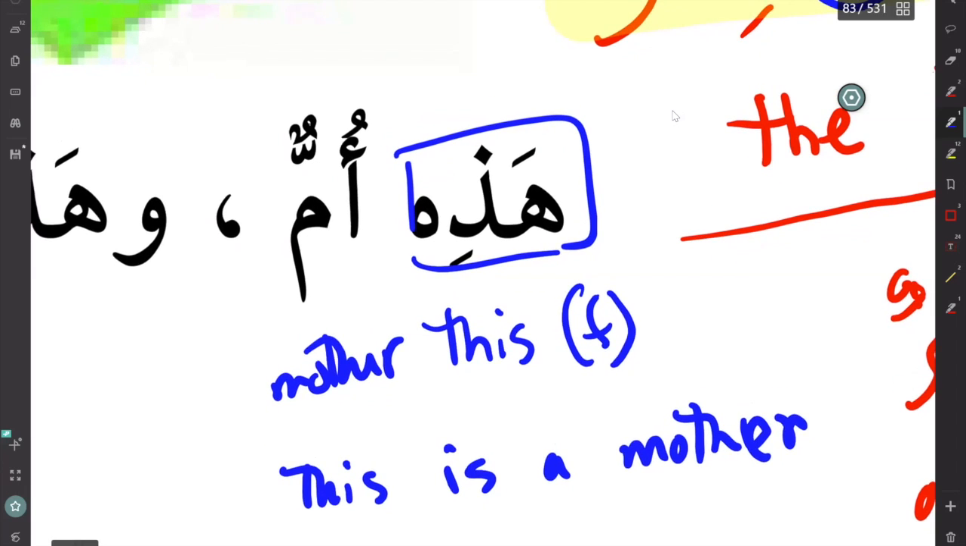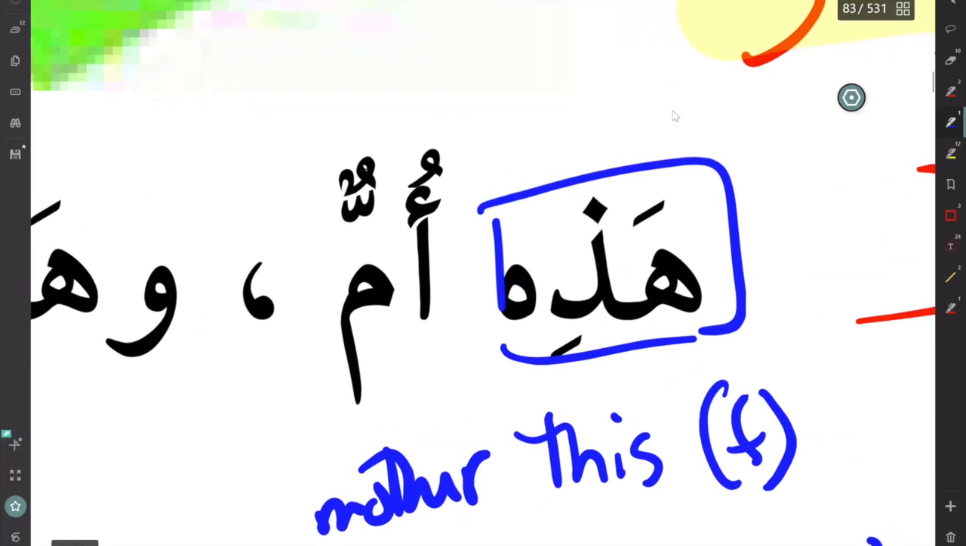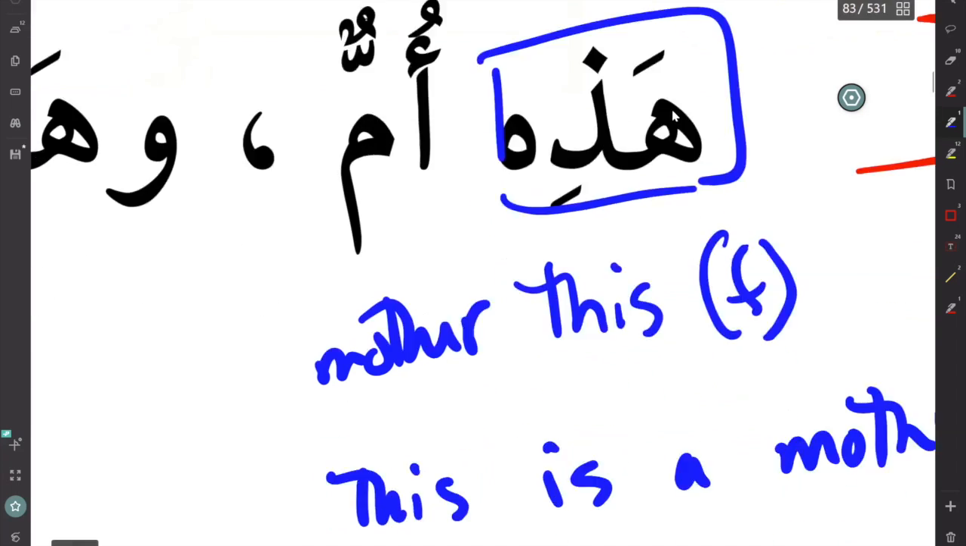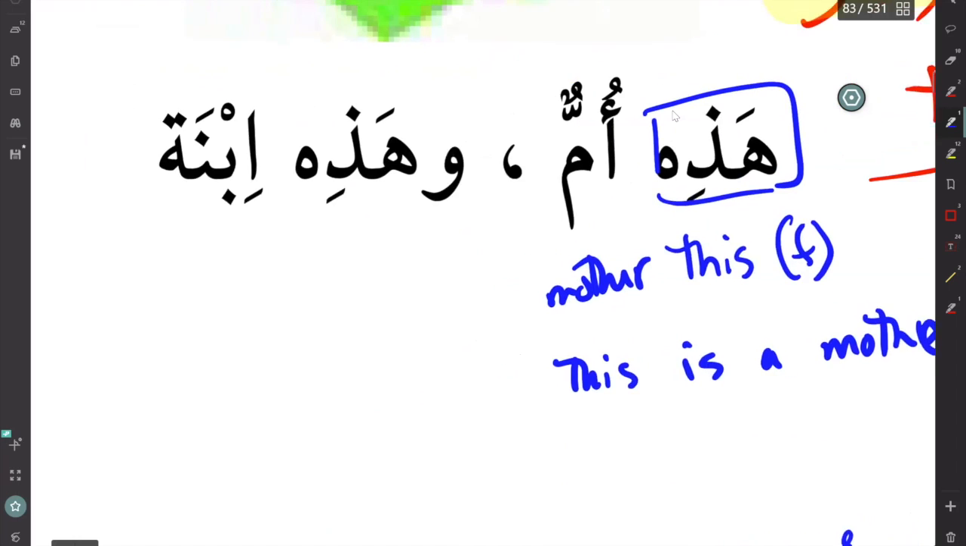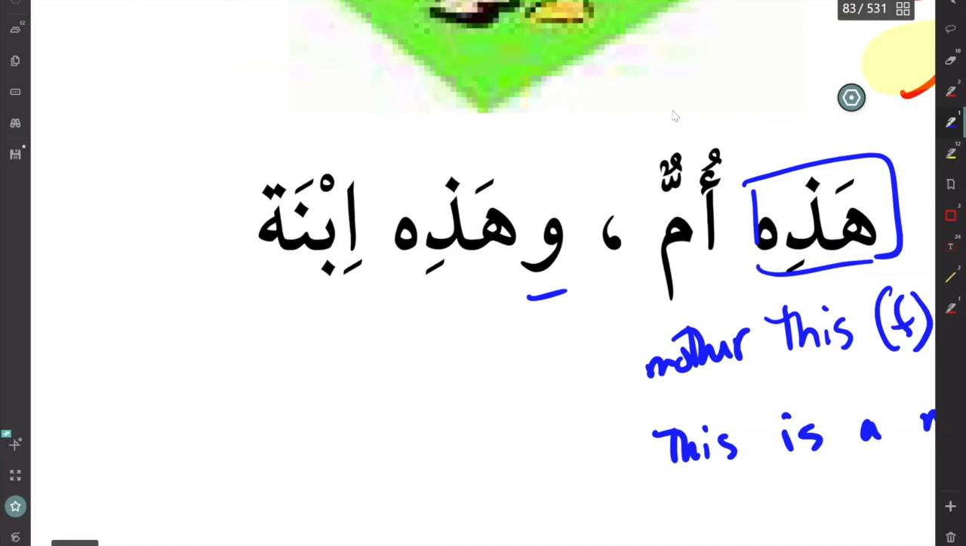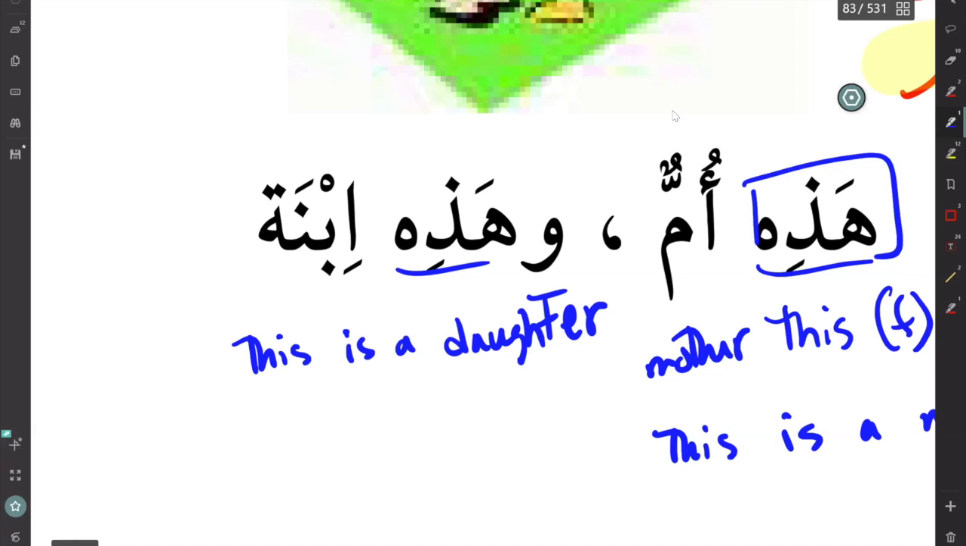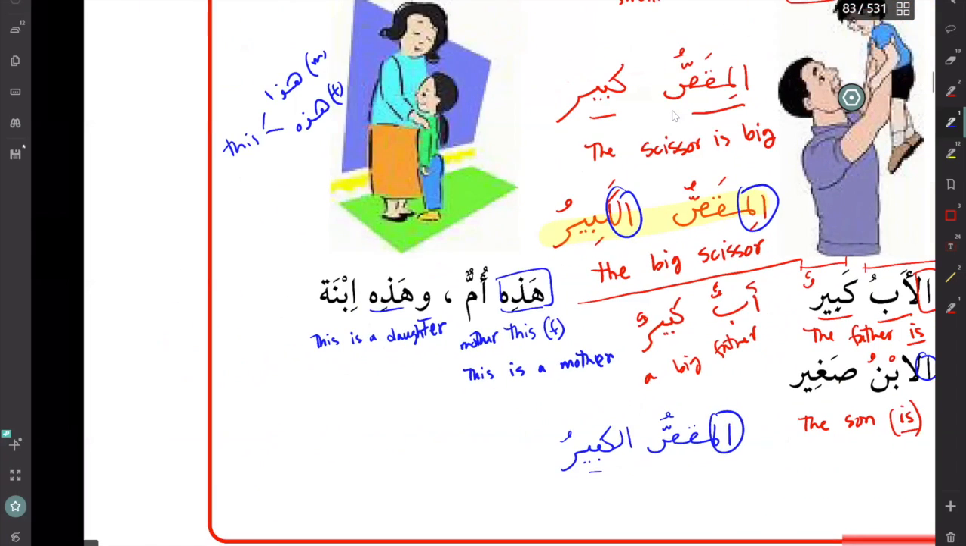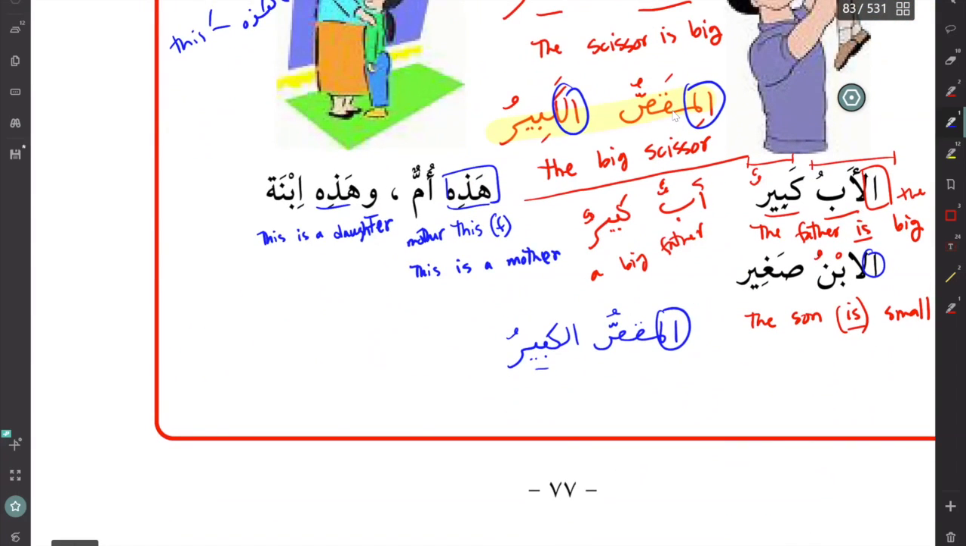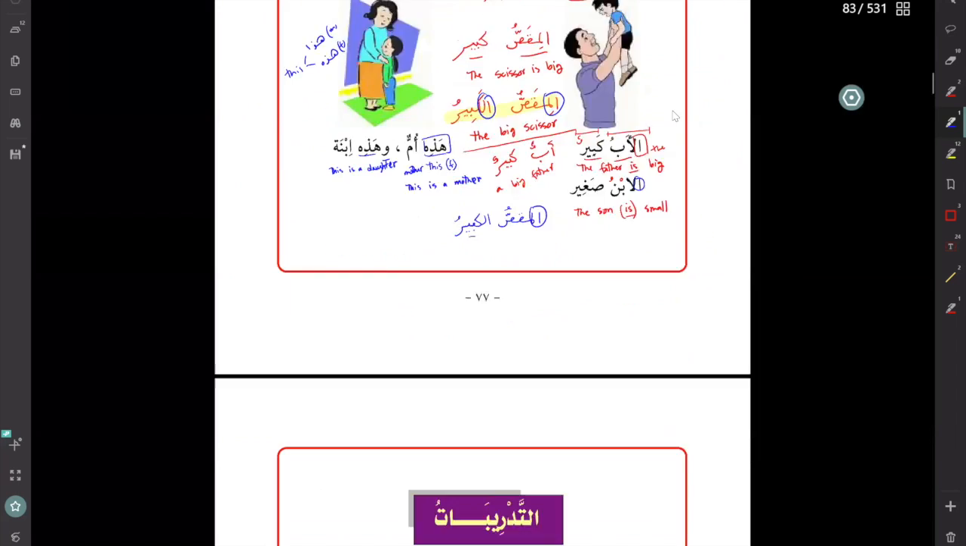So because we have the first one is definite and the second one is indefinite, the standard rule is that it becomes a sentence. Okay, so we are saying this is a mother. And the same thing, wa means and, هذه ابنة. Okay, and this is a daughter. Okay, makes sense? So this kind of phrase and a sentence will come more, inshallah. Let's see what we have next.